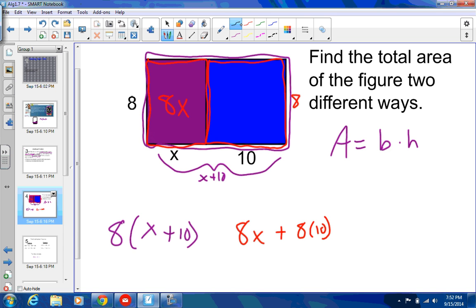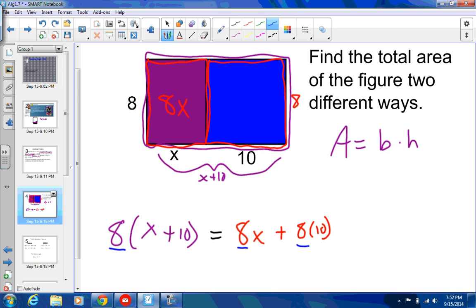So what we did was two different ways to get the same area. So we can say that they're equal, because the area is going to be the area no matter what. You're not going to have a different area. And this right here is the distributive property. If you notice, this 8 basically was distributed to the x and to the 10, because now it has an 8 in front of the x, an 8 in front of the 10, and that's the distributive property.